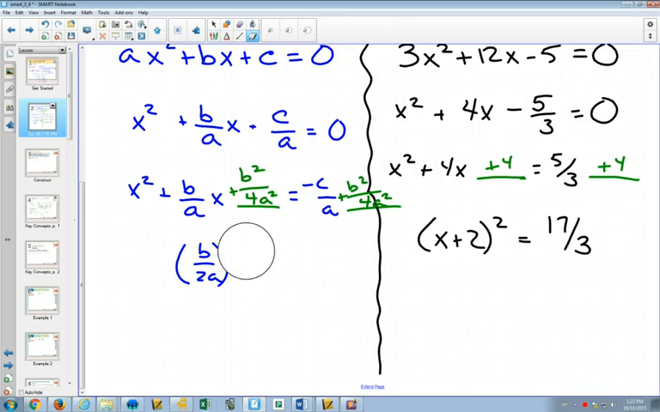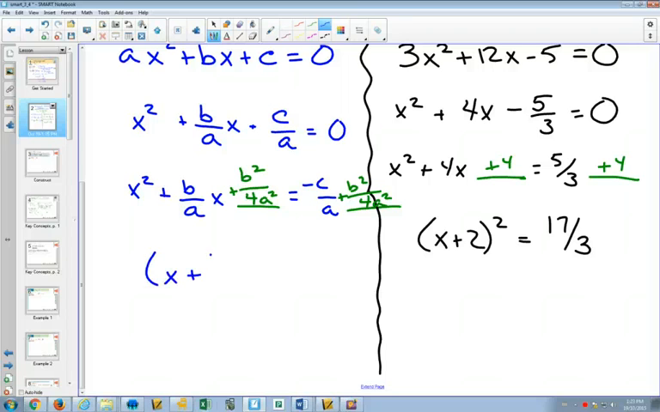Just going to erase this. This side will be x plus b over 2a all squared. Because we always notice that this number, this 2, was half of 4, so this b over 2a is half of b over a.